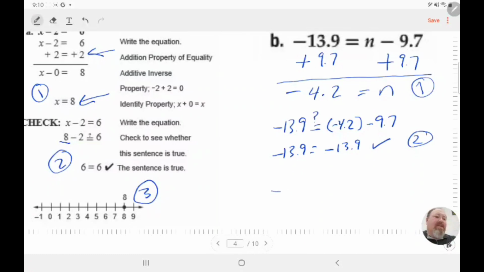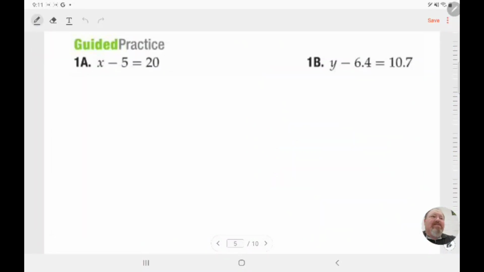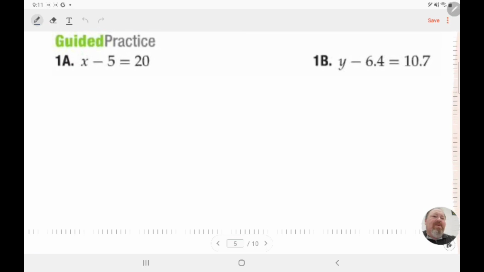So when I draw my number line, remember I'm using my solution. So it'd be negative 4.0, negative 4.1, negative 4.2, negative 4.3, and it would go right here. Okay? And that would be the third part of the problem. All right. Now, you take a few seconds and complete those two. Again, all three parts. And then come back and see how you did.